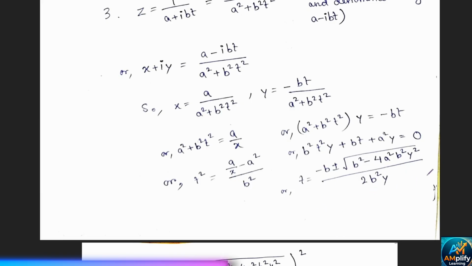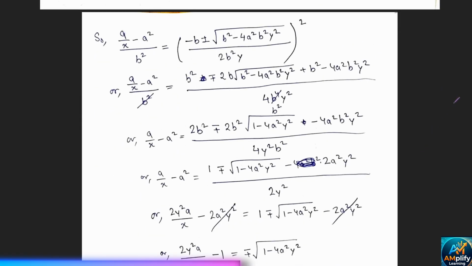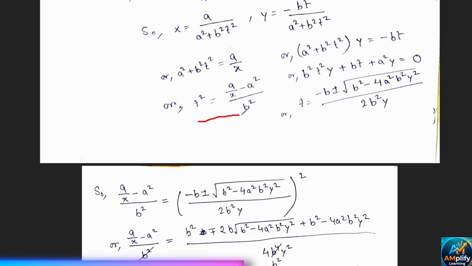We are clearly getting this from minus b plus minus root over b square minus 4ac by 2a, right? That is the general formula for ax square plus bx plus c equal to 0. Now solving this, this is the t square term and this is the t term, so we can square this term and equate this. So that's what we have done.